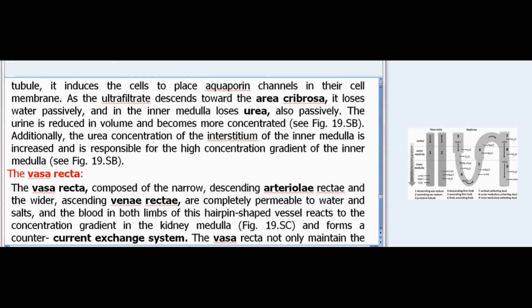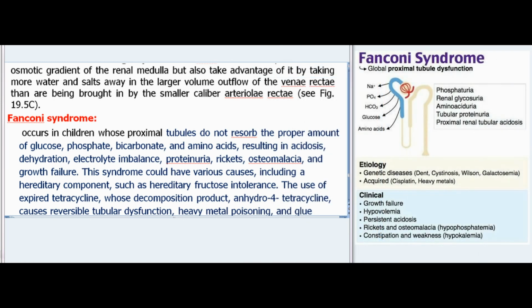The vasa recta not only maintain the osmotic gradient of the renal medulla but also take advantage of it by taking more water and salts away in the larger volume outflow of the venae rectae than are being brought in by the smaller caliber arteriolae rectae, see Fig 19.5c.